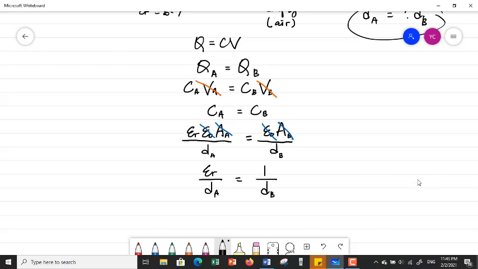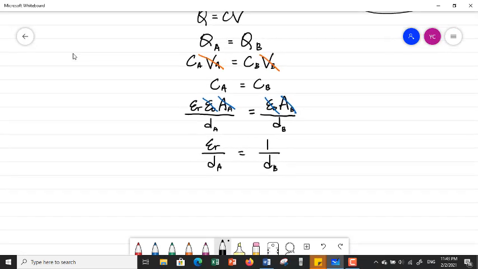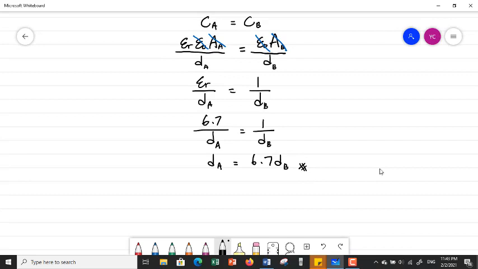Epsilon R is the dielectric constant, so the value is 6.7. So I have 6.7 over the separation for capacitor A equal to 1 over the separation for capacitor B. I rearrange to get the separation of capacitor A in terms of dB, so the value will be 6.7 dB. This will be our answer: the separation of capacitor A is 6.7 times the separation of capacitor B. So I might write it in a sentence: dA is 6.7 times the separation for capacitor B.